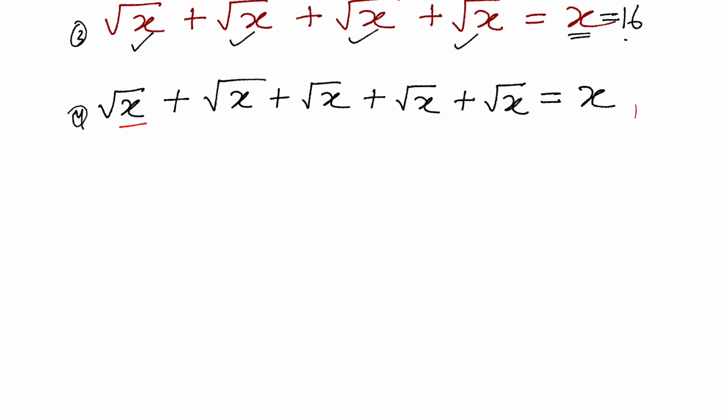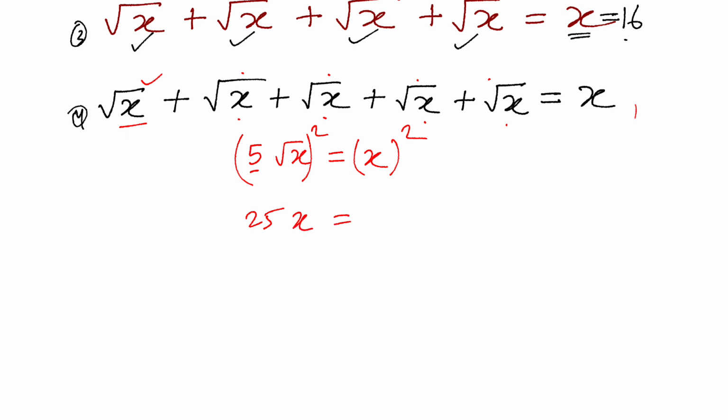So we have root x plus root x plus root x plus root x plus root x is equal to x. So how many roots are there? 1, 2, 3, 4, 5. So we can write 5 root x is equal to x. Now if we simply square both sides, what do we get? The square of 5 is 25. Under root x square is simply x. And here x square is x square. We'll simply write that. Now divide both the sides by x.